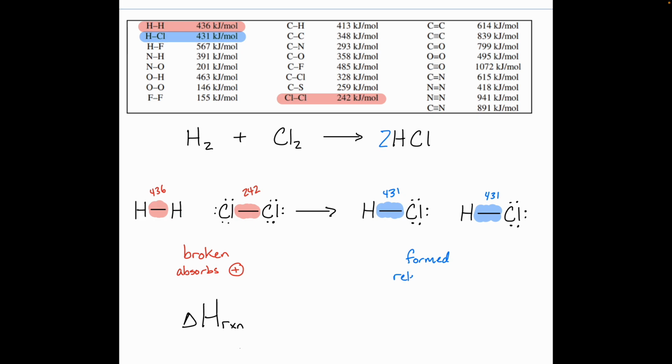When new bonds are formed, that releases energy. So that's going to be negative. Okay? So our formula here that we're going to use is the sum of the bond dissociation energy of our bonds that we broke. And then we're going to subtract, so they have that proper negative sign, the sum of the bond dissociation energy of those new bonds that were formed. So broken minus formed is what we're going to have to remember here.